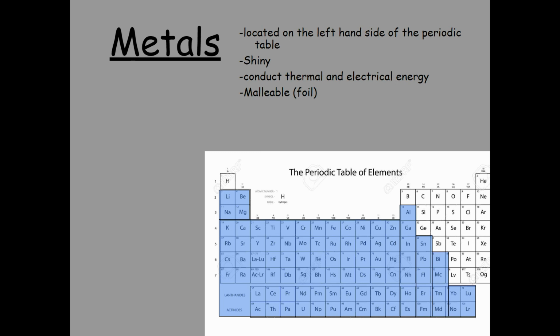Metals are malleable. When we say that metals are malleable, we mean that you can hammer it into a foil, like aluminum foil. We also say metals are ductile. Ductile means that you can pull them into wires, like copper wire.